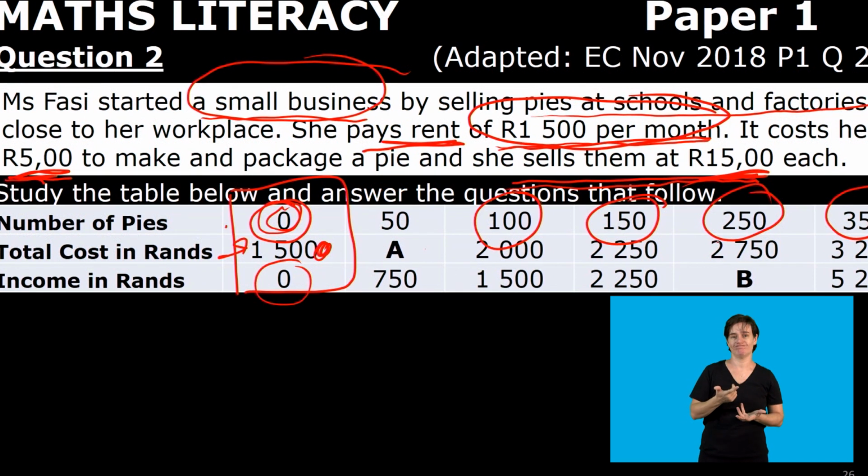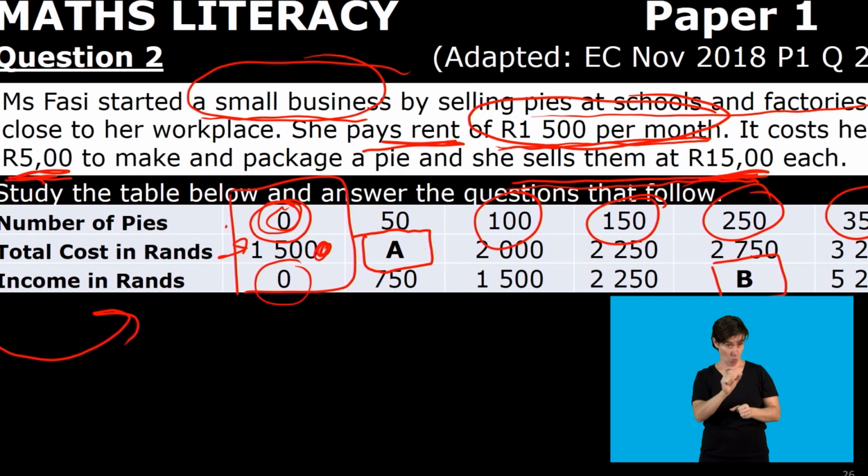Then, if I make space there, we know that they're going to ask us something about A and something about B because they are variables. So when you get a table, first you look at the information, highlight the keywords, and then go into the table and look at what is given: the number of pies, the total cost, and the income in rands. Just make sure that you know what's in the table before you attempt any questions.